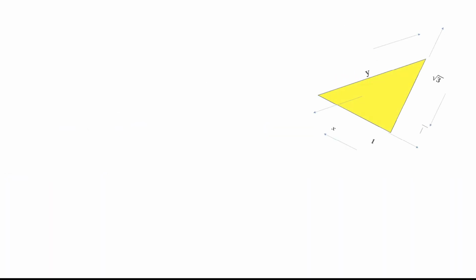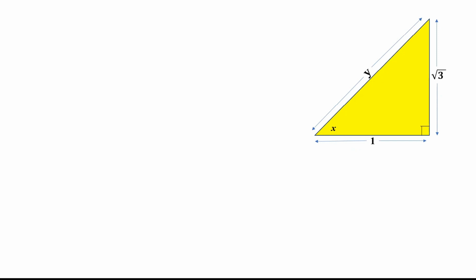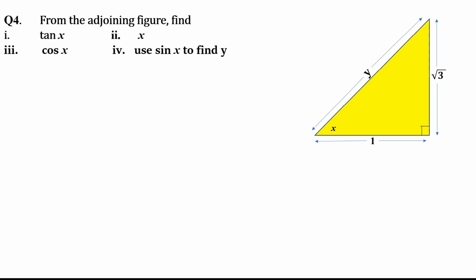Now we have the next question. In the next question we have a figure. It is a right angle triangle and the acute angle is x, and hypotenuse is given as y, base is given as 1, and perpendicular is given as root 3. Let's read the question. From the adjoining figure, they have asked us to find the value of tan x, x, cos x, and then in the fourth part they are saying use sin x to find y. So let's start with the solution.